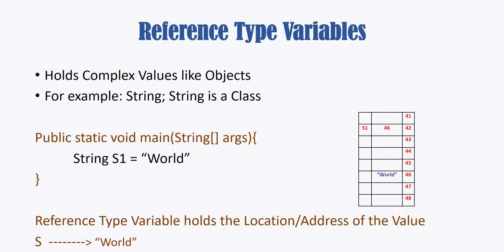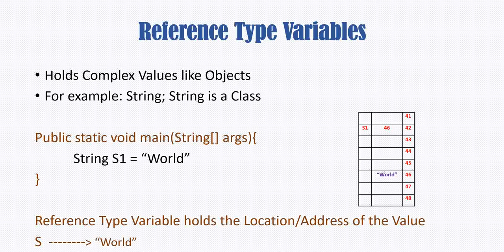Now let's take a look at the reference type variables. The reference type holds more complex values like objects. For example, String, and String is a class in Java. Here's an example of creating a reference type variable. Under the main function, I wrote String s1 equals "world". So I'm assigning s1 to the word world.